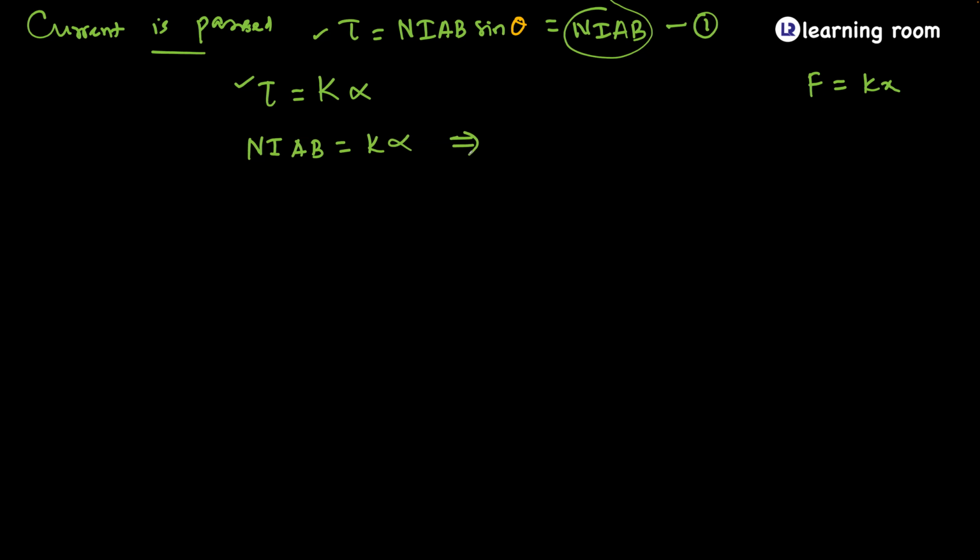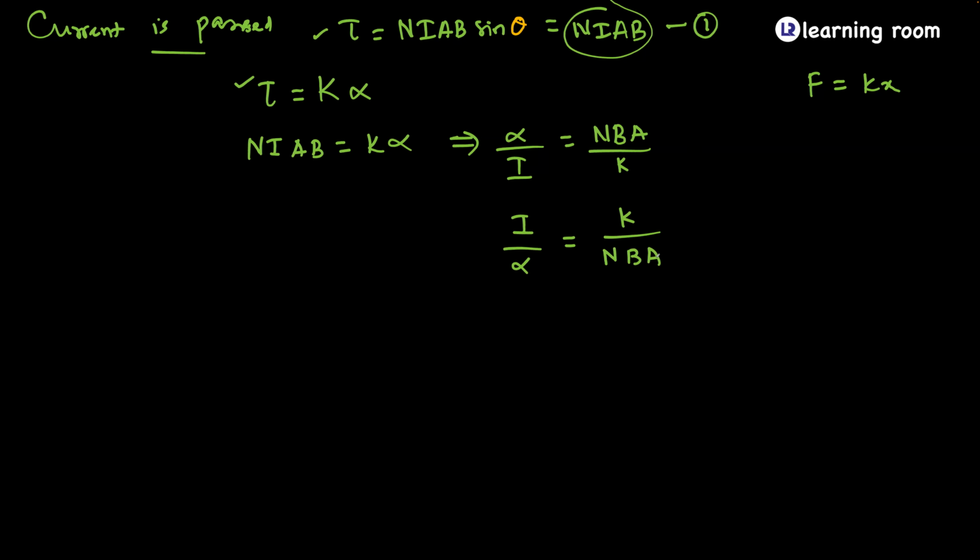When you rearrange the equation, it comes out to be alpha divided by I, alpha by I, is equal to N into B into A divided by K. If I write this as I divided by alpha, what will this be? It will be K divided by NBA. So they both appear to be the same, but they are different.